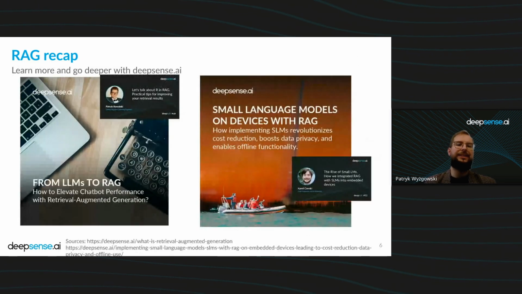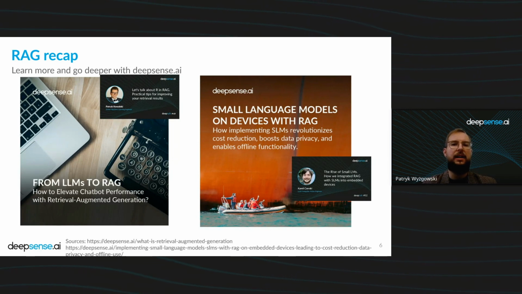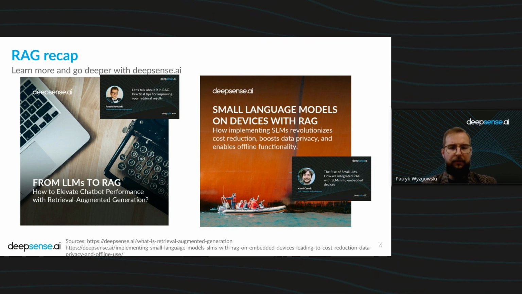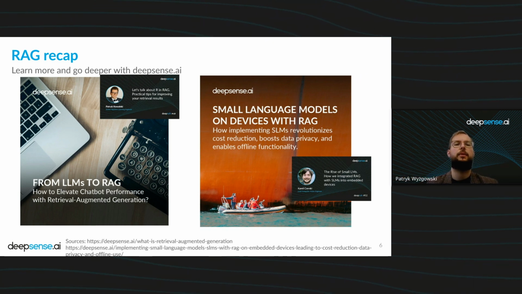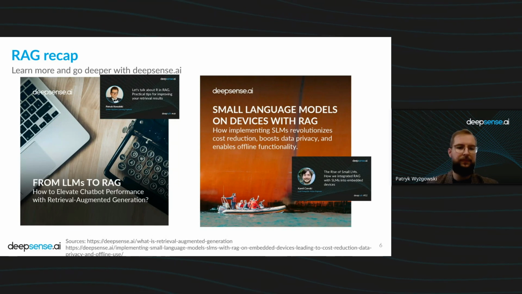But because this deep talk is not necessarily fully concentrated on RAG, I cordially invite you to check out the blog posts from my colleagues and the YouTube counterparts of these blog posts, which are deep talks, because they will provide you with a rich understanding of RAGs, as well as a pretty nice example of a use case, which is small language models employed to work with RAGs on smaller devices when you're limited in resources.